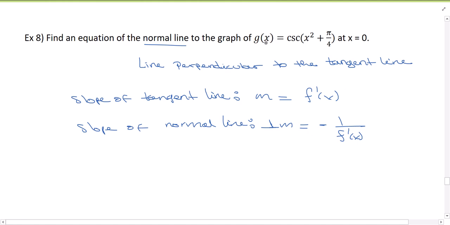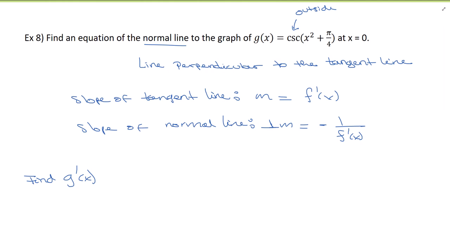So I will go the same way as I would to find the slope of the tangent line, and then just take the reciprocal, and that will be the slope of the normal line. So let's find the slope of the tangent line, meaning find a derivative. So find g prime of x. Here we need the chain rule because I have a composition of functions. Cosecant is the outside function, and x squared plus pi over 4 is the inside function.